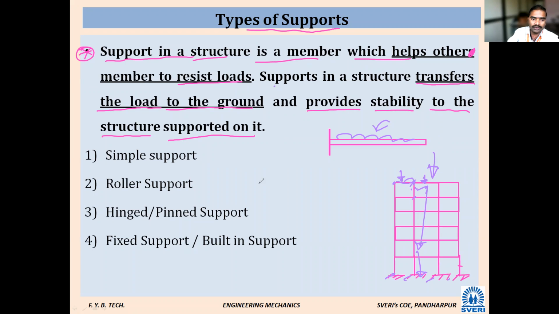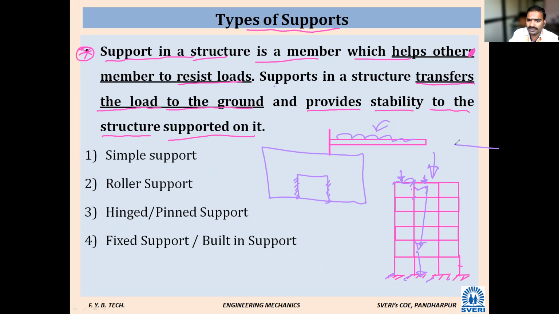See, whenever there is a compound wall, and in this compound wall I have to provide one gate opening, which type of support do I need to provide? There is one support here in order to open and close. So this is a kind of support. Which type of support? We will study this one.